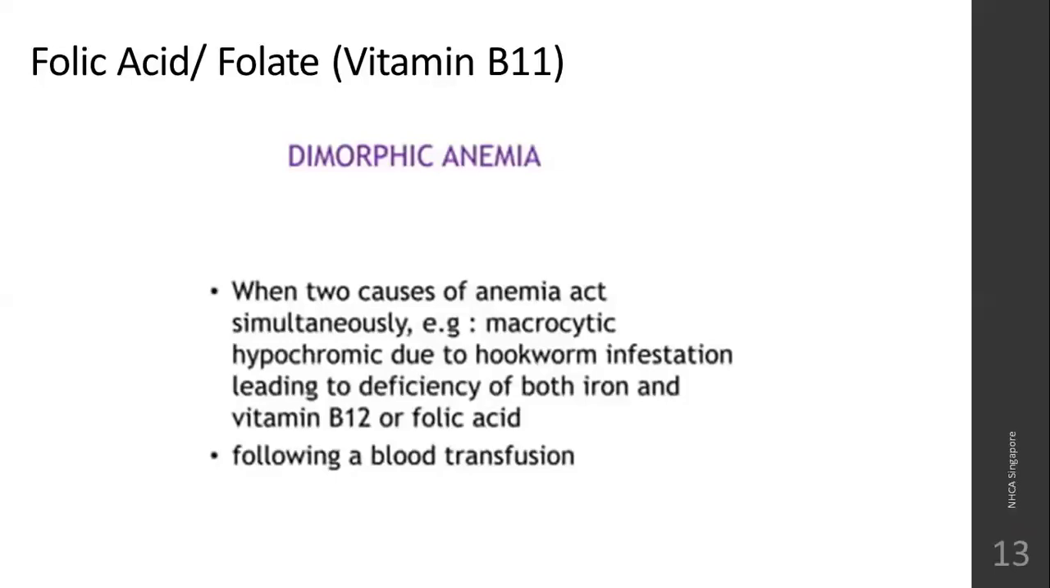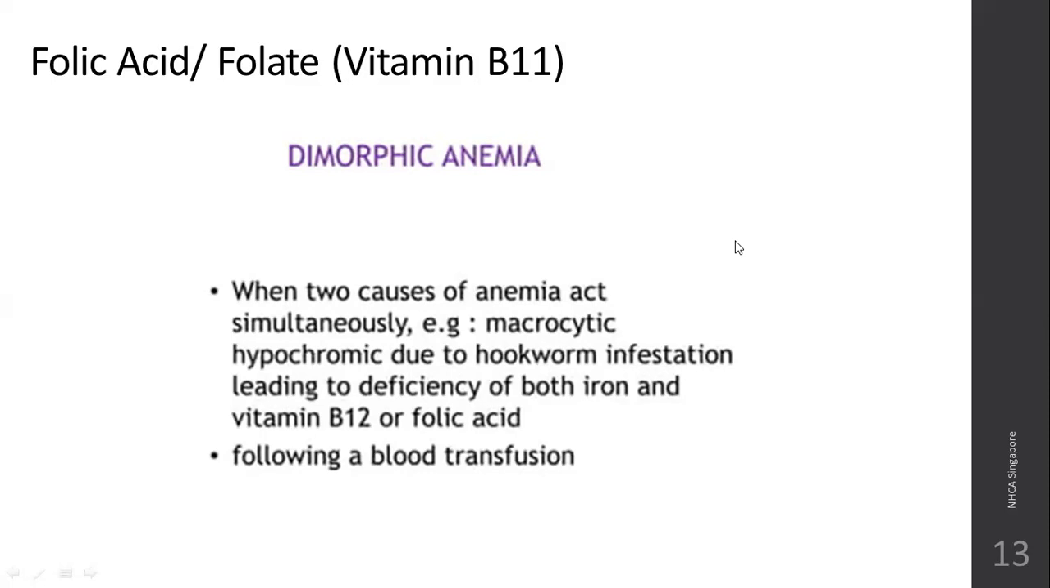Then folic acid and folate. RBC, red blood cell maturation, is what gets affected when you are deficient in folic acid or folate. But if a woman is pregnant and she is deficient in folic acid or folate, in usually 90% of cases, she will have a child who will be born with some neural tube defects. So the deficiency of folic acid usually leads to megaloblastic anemia.